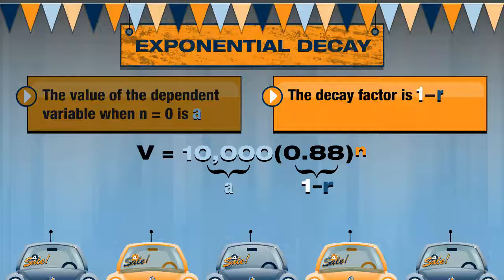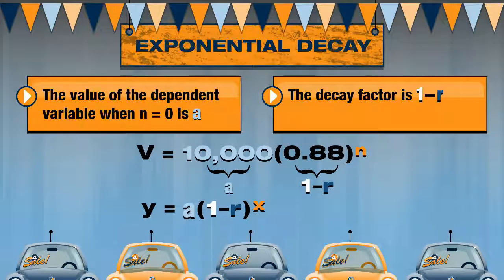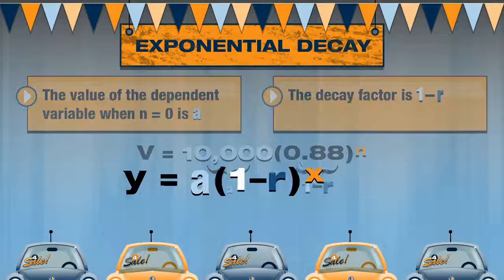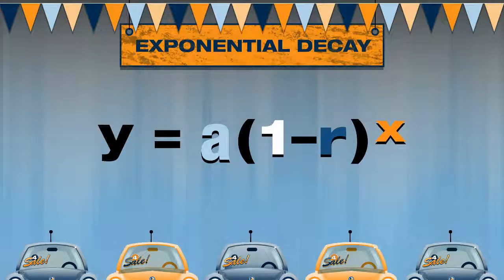Let's generalize our result. Instead of using v for value and n for number of years, we can replace these variables with y and x. So any exponential decay equation can be represented by y equals a times the quantity 1 minus r to the x power. There, you're ready to roll.